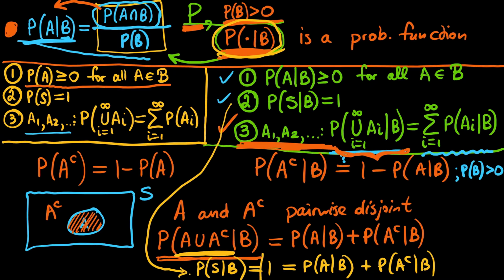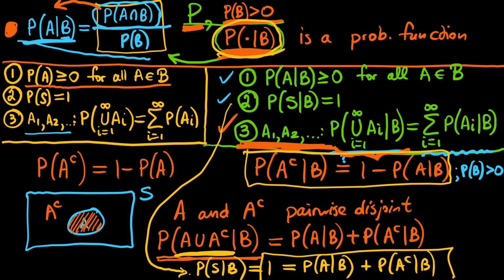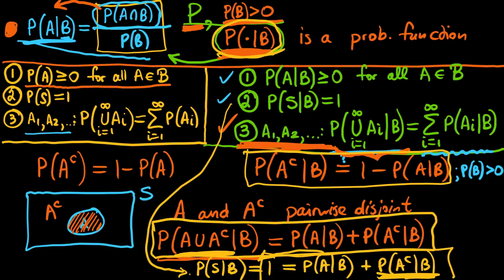And you see now that we're trying to show this, right? So if we just isolate this to the right side, basically take this 1 to the left, then we will have shown that it is true. But the key step here was getting used to applying axiom 3 for conditional probability functions. It's the first time that we've done that.